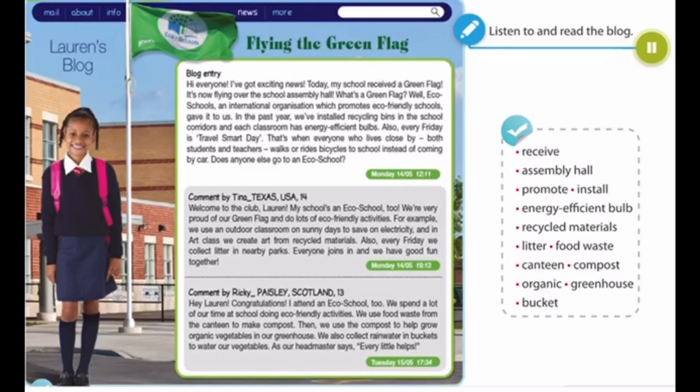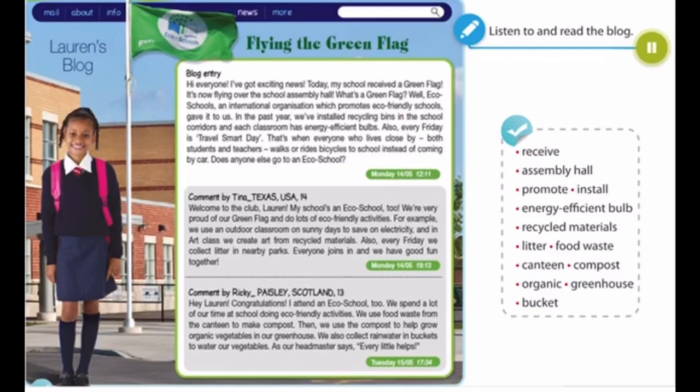What's a green flag? Well, EcoSchools, an international organization which promotes eco-friendly schools, gave it to us. In the past year, we've installed recycling bins in the school corridors, and each classroom has energy-efficient bulbs. Also, every Friday is Travel Smart Day. That's when everyone who lives close by, both students and teachers, walks or rides bicycles to school instead of coming by car. Does anyone else go to an eco school?